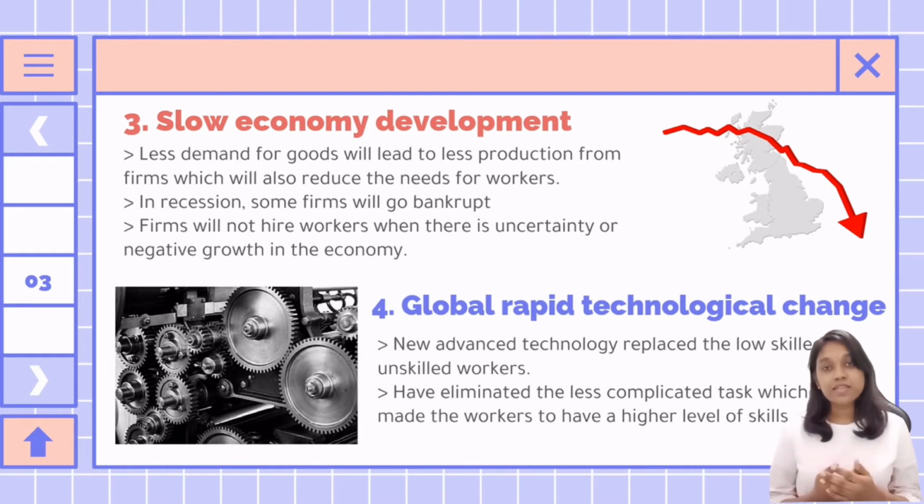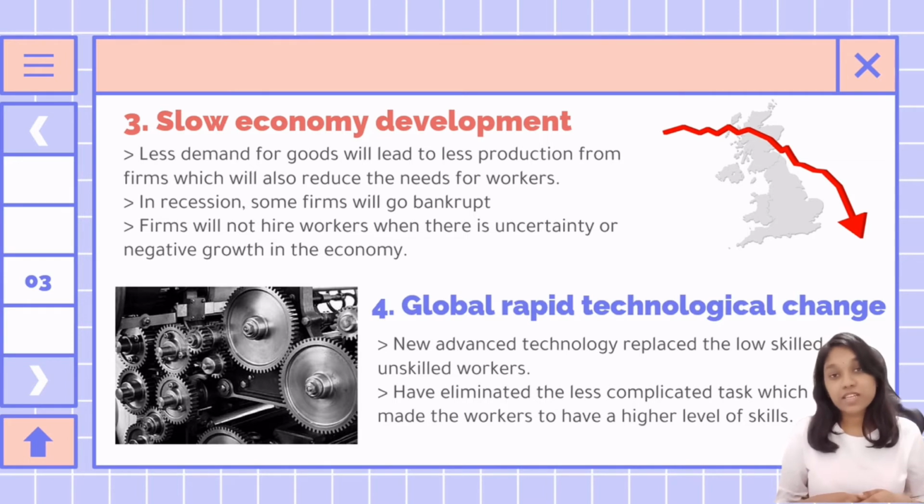Second is, in recession, some firms will go bankrupt, making many people redundant. Third is, many firms will be reluctant to hire more workers when there is uncertainty and also negative growth in an economy. A good example of this is the case of China. It is estimated that if the economic growth of China slips under 7% a year, the unemployment rate will go higher because China is making a rapid productivity gain.